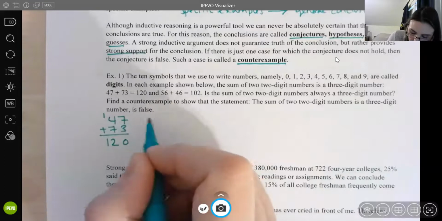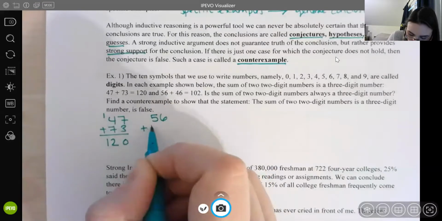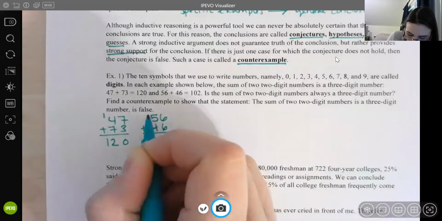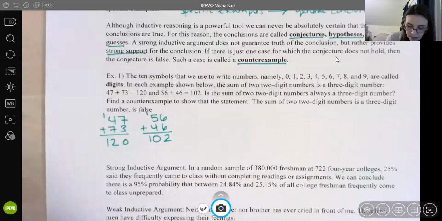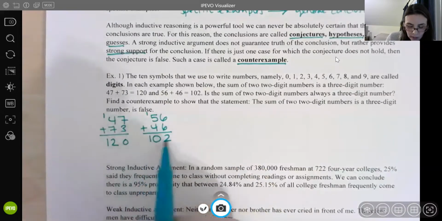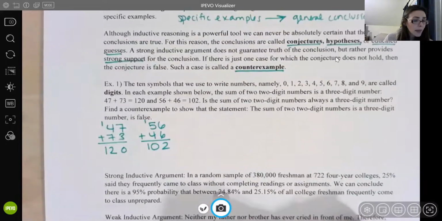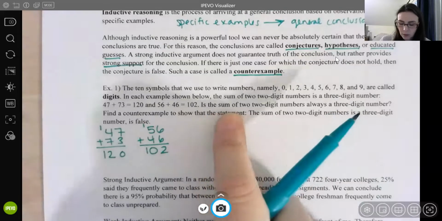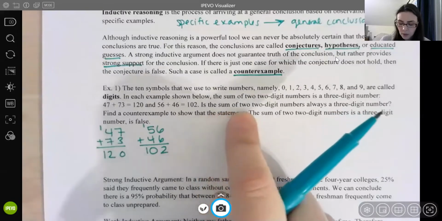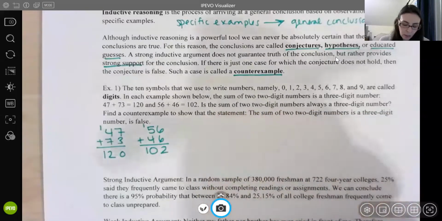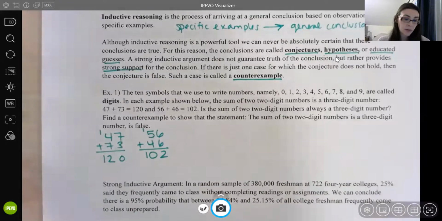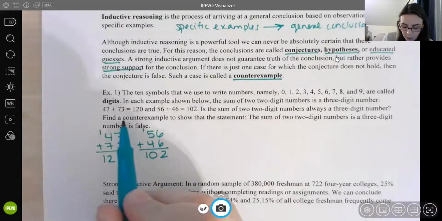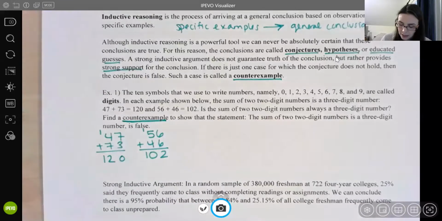And then I have another example, right? So if I did 56 plus 46, and I add those together, I see that a 2-digit plus a 2-digit equals a 3-digit. So I may conjecture that every time I add two two-digit numbers together, I get a 3-digit number. Well, is that true? So is the sum of two two-digit numbers always a 3-digit number? Well, the answer to that is it's false. It's not true. And I can prove that by finding a counterexample.